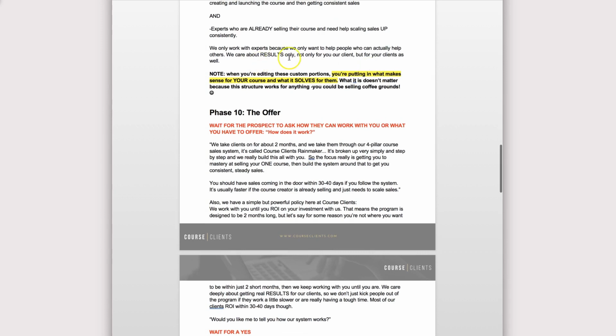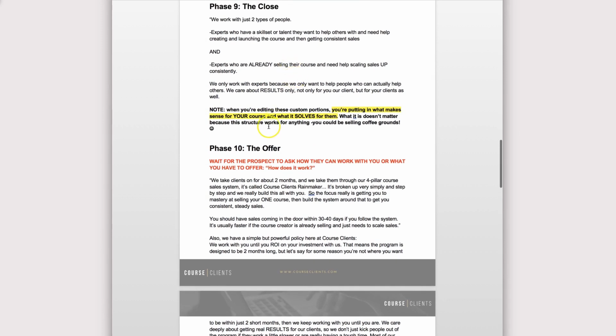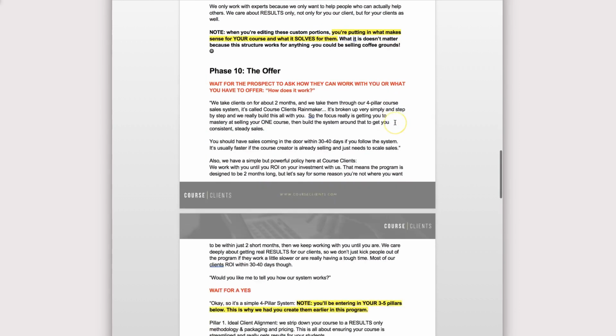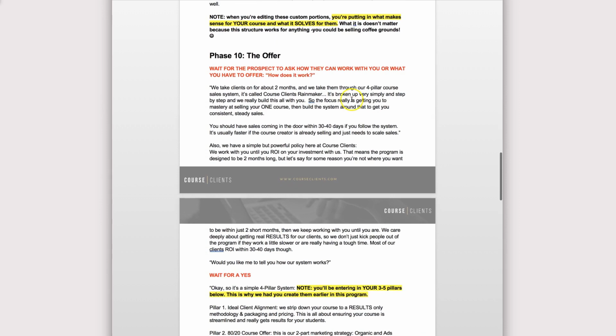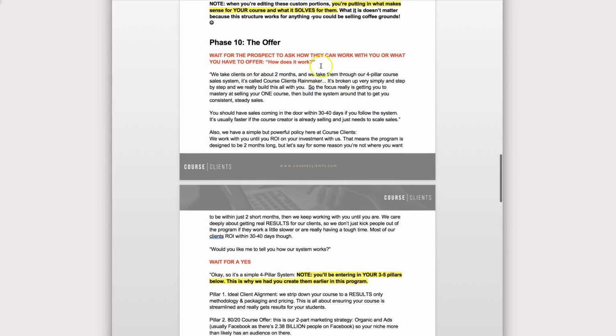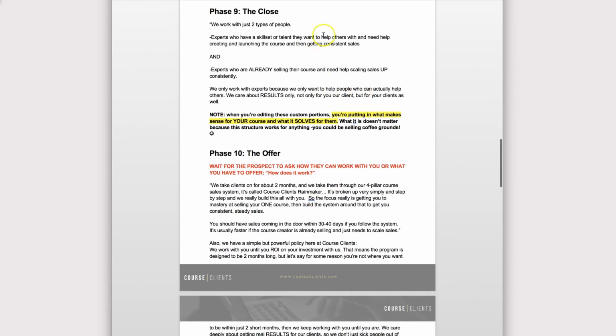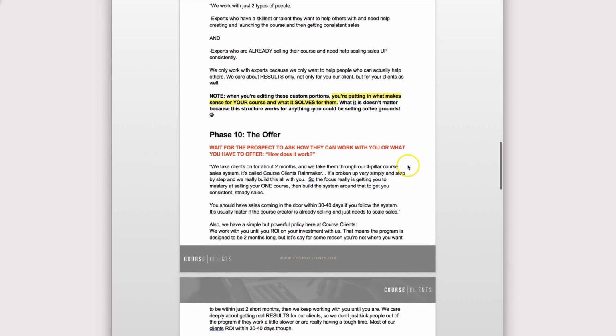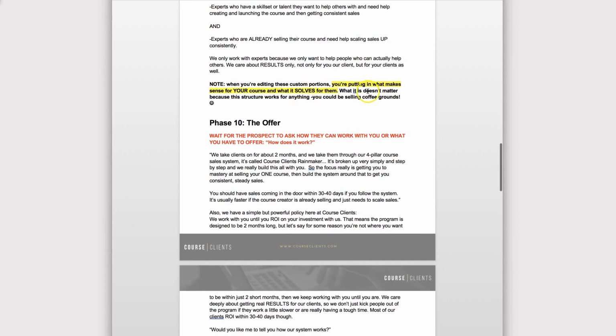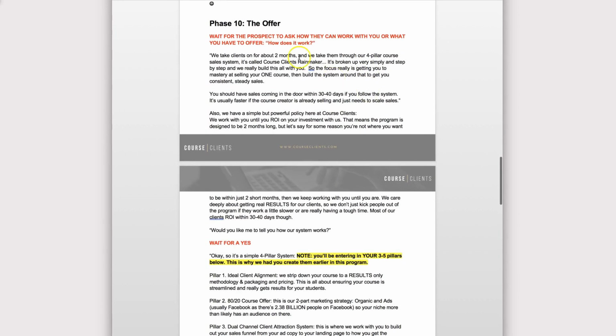Now, if someone doesn't say anything, you can let it sit for a minute, and then you can ask them, do you want to know how it works more? Or do you want to hear more of the details? Generally, they'll be like, yes, absolutely. Right? So you're getting them to acknowledge that they want to know more about it. You're legitimately getting consent each step of the way. Right? You're getting them saying yes. Phase 10, the offer. Wait for the prospect to ask.